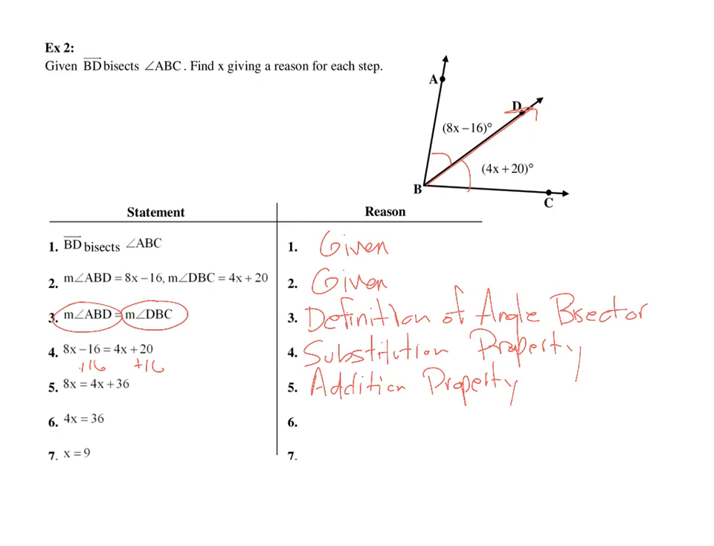And then for 6, we subtracted 4x on both sides. So that would be the subtraction property. And the last step was dividing by 4. So the reason for this statement is we use the division property.